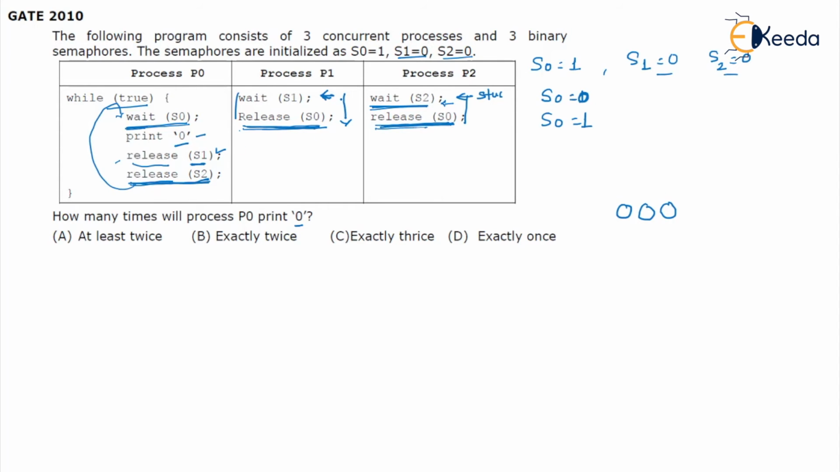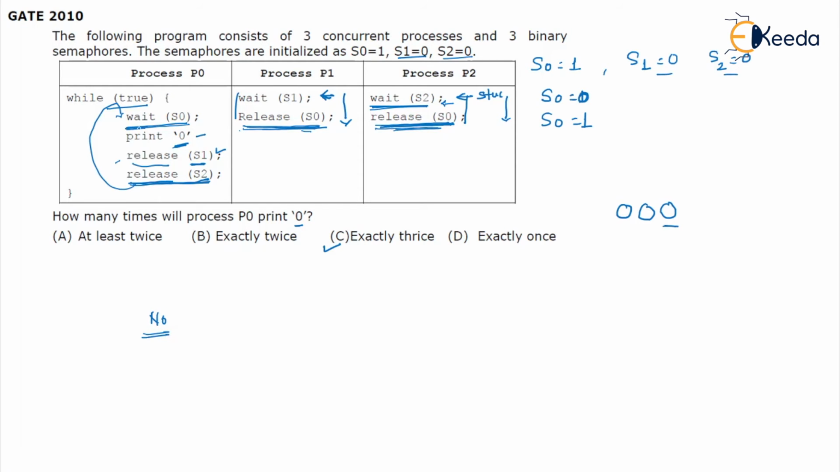Okay, P1 executed completely. Then again the second time 0 will be printed. Then I go to P2. Okay, and in that case the third time 0 will also be printed, because two release statements are there. Fine. So this is one sequence. So exactly 3? No.